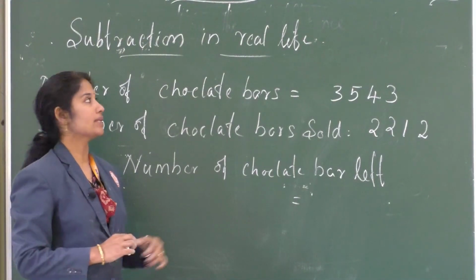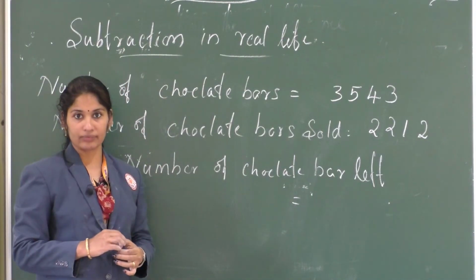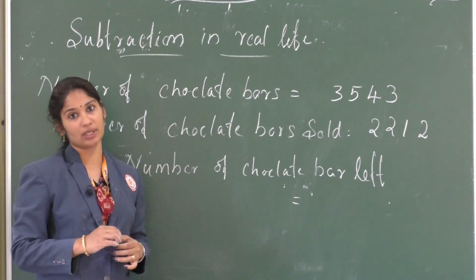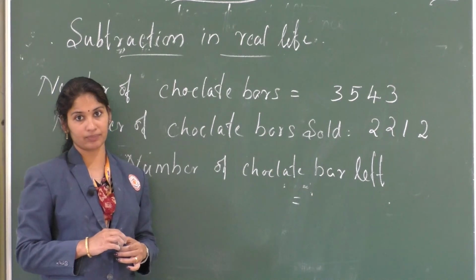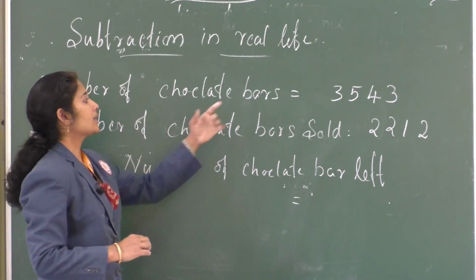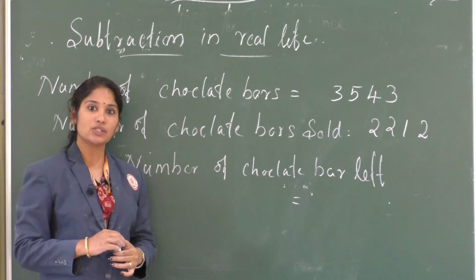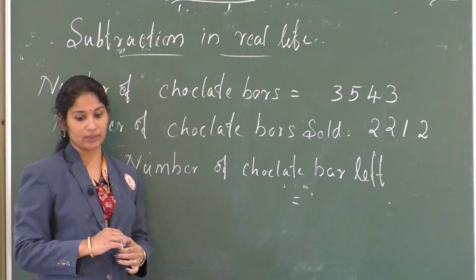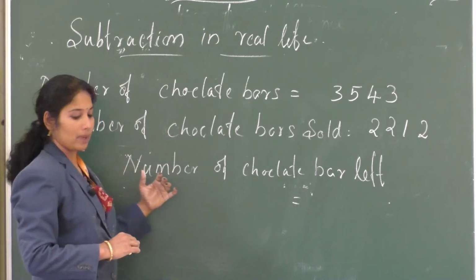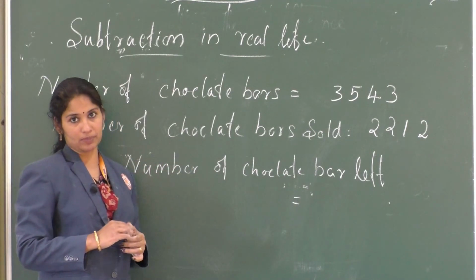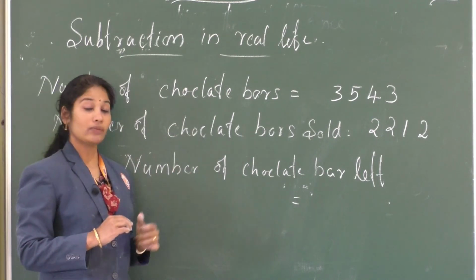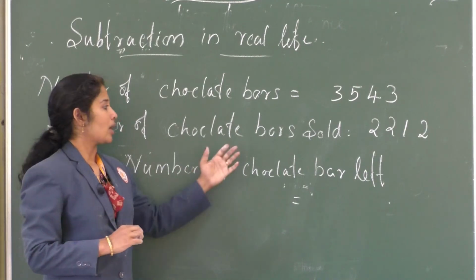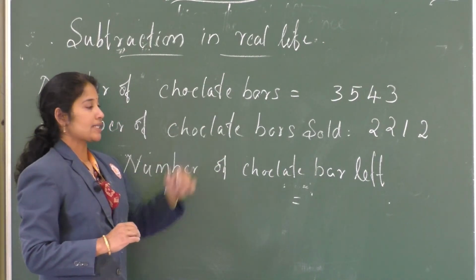Children, our next topic is subtraction in real life. We will learn how to use subtraction in our day-to-day life. A shop has 3,543 chocolate bars and 2,212 were sold. How many chocolate bars are left in the shop? So, what do we need to do? Yes, we have to subtract.